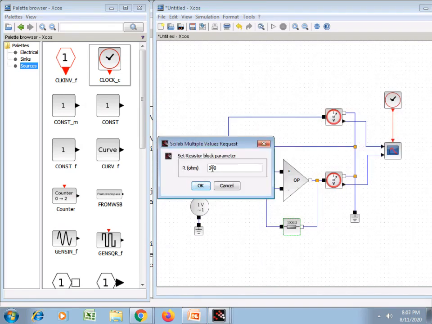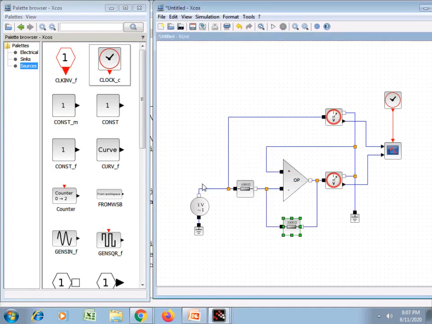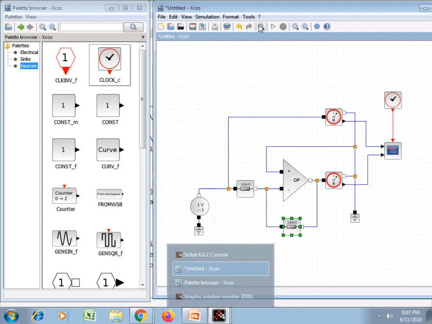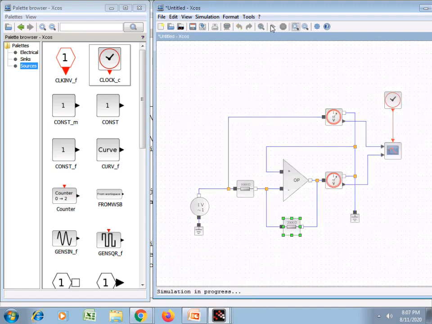I will change the value for this feedback resistor to 2 kilo ohm, and now I will start the simulation.